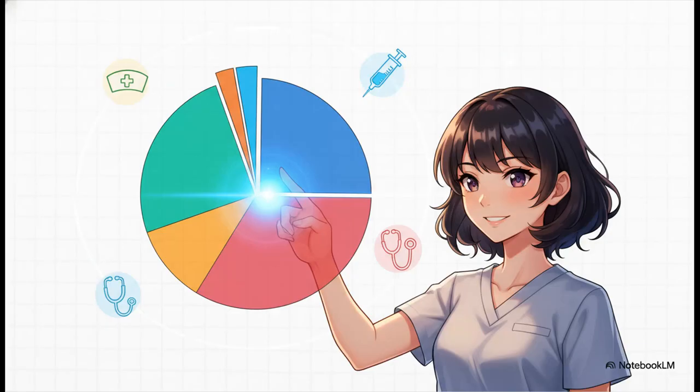So what if you're not comparing different things, but you want to show how one single thing is broken down? The parts of a whole. That is the perfect job for a pie chart. Each slice is a percentage of the total. So it's fantastic for showing something like the breakdown of a budget or the demographic mix of a patient group.